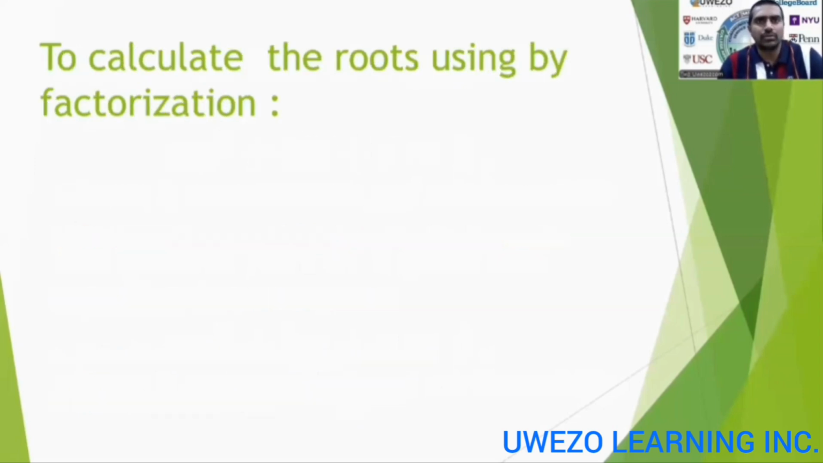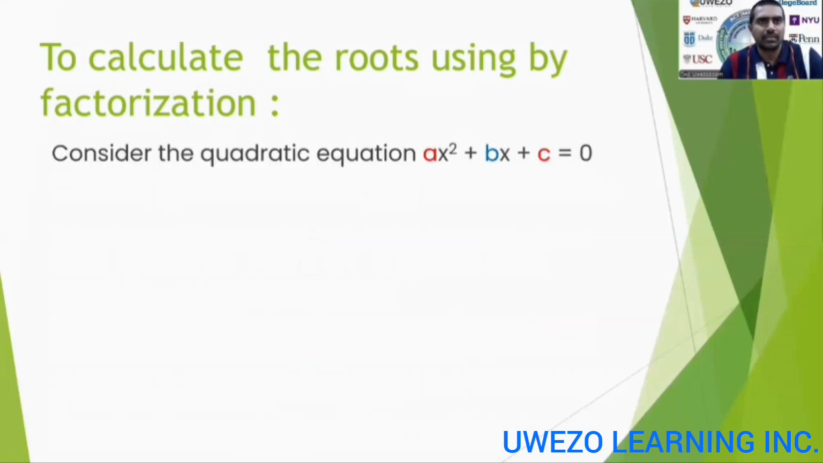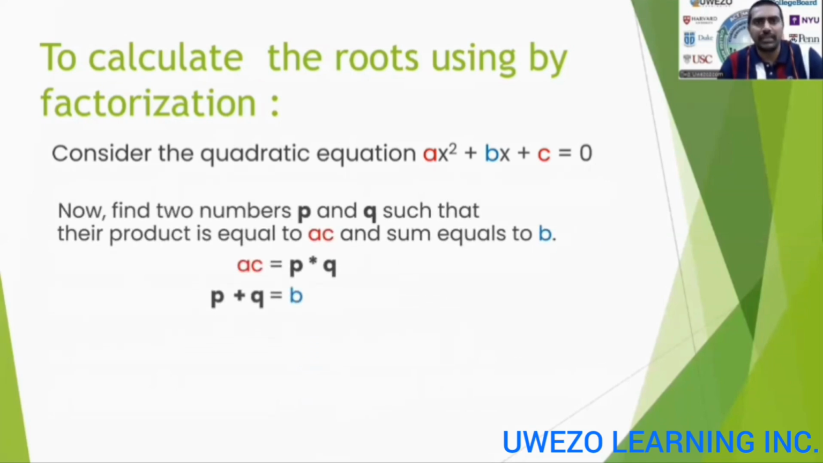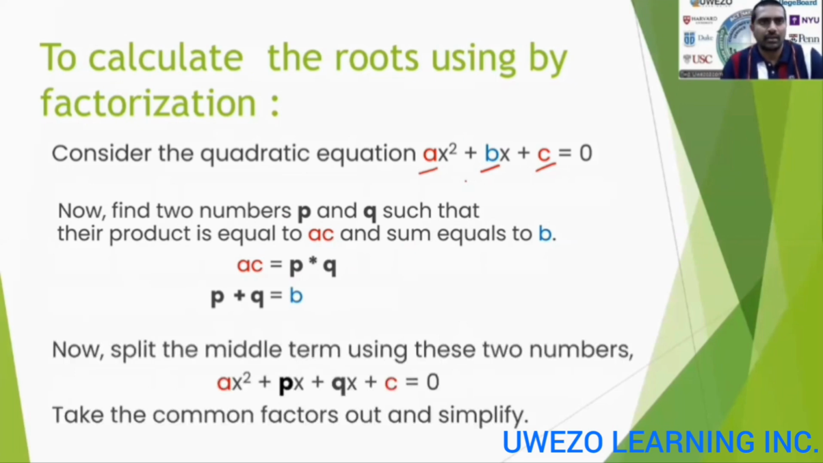To calculate the roots using factorization, please consider the equation ax² + bx + c = 0. Now we need to find two numbers p and q such that the product is equal to the x² coefficient times the constant, and the sum of the two numbers must be equal to b, which is the coefficient of x. Now split the middle term using these two numbers and take the common factors to simplify.